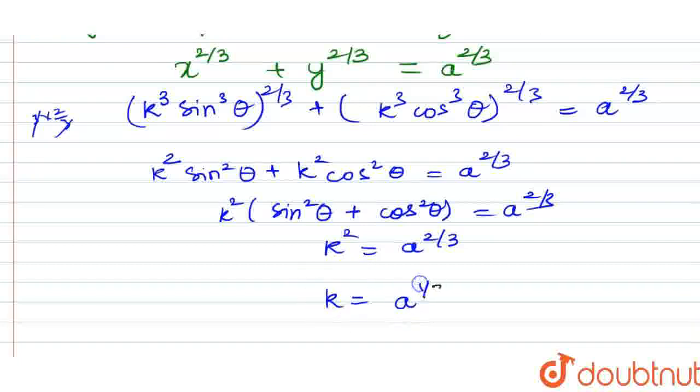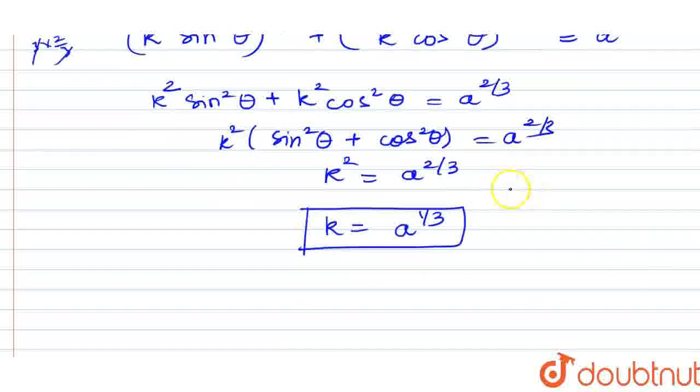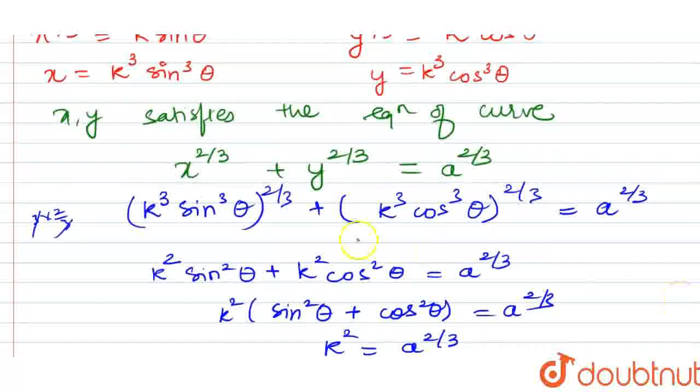We are taking the square root on both sides, and we will get k is equal to a to the power 1 by 3. Now we will put this value of constant k into our general points x and y, right? So the general points were x is equal to k cube sin cube theta, and y is equal to k cube cos cube theta.